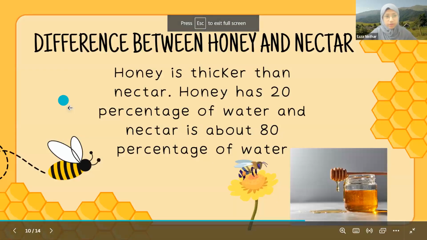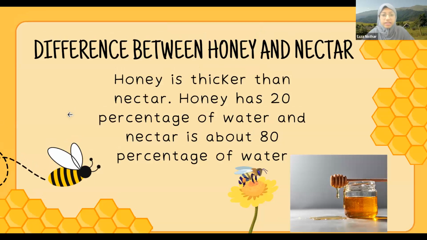Now I'm going to tell you the difference between honey and nectar. Honey is thicker than nectar. Honey is about 20% water, and nectar is about 80% water. Here are the pictures.